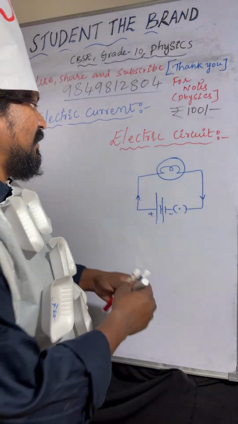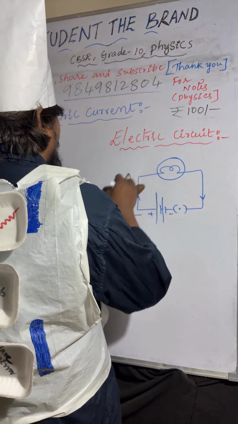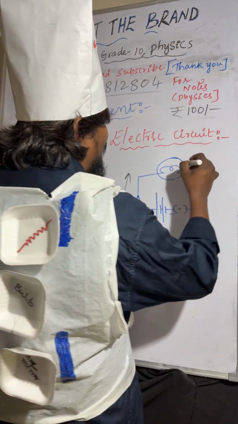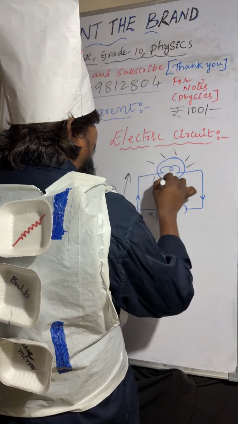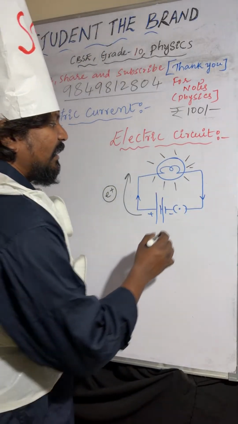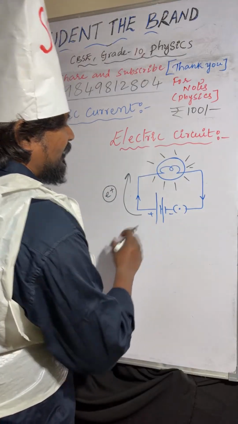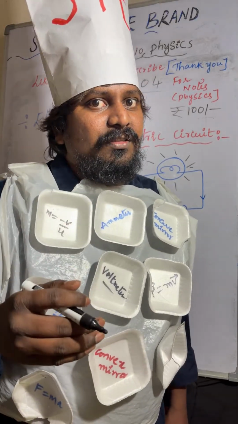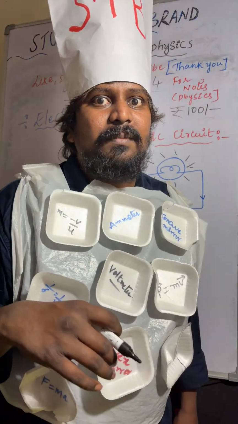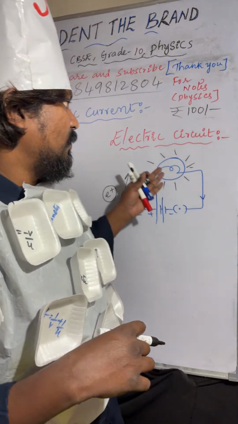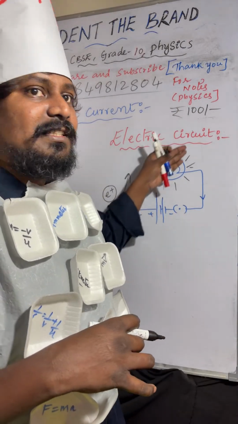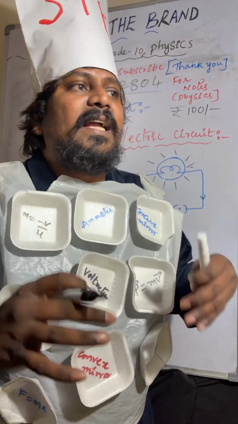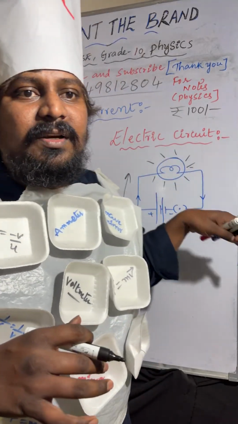Now you can see here positive charges are moving from the positive terminal to the negative terminal. What is this bulb? A glowing bulb, because we connected it. The switch is closed and the battery is connected, so current is flowing through the bulb, and it must glow. This symbol represents the bulb glowing, with current passing from the positive terminal to the negative terminal.